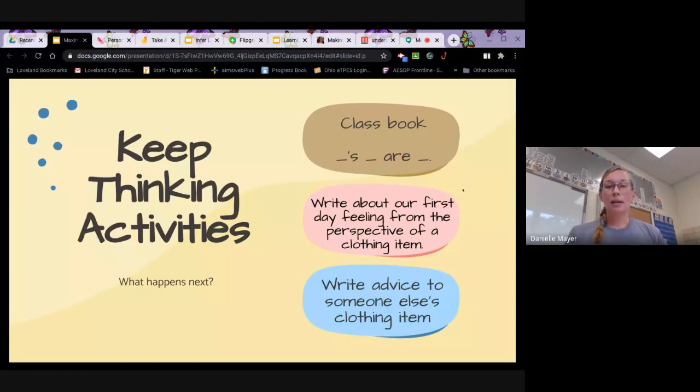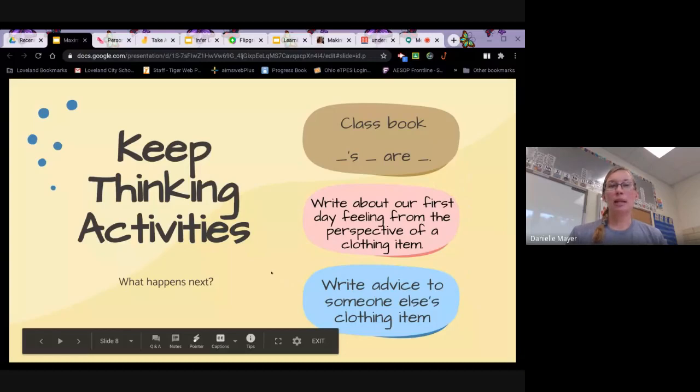Another keep thinking activity is that you could write a paragraph from the perspective of that item. And then the third thing that I had come up with was you could write advice. So you could pick a different clothing item or a different teaching item and write advice to something that someone posted. So those are just some ways to keep thinking.